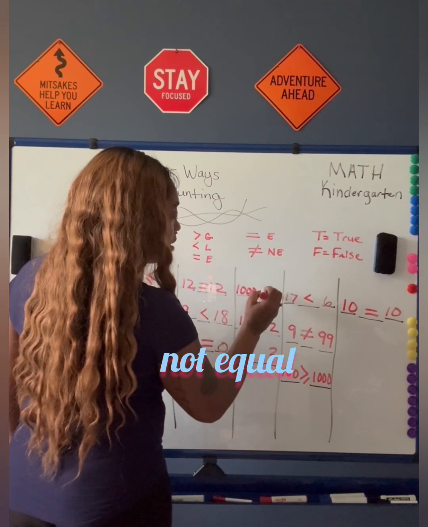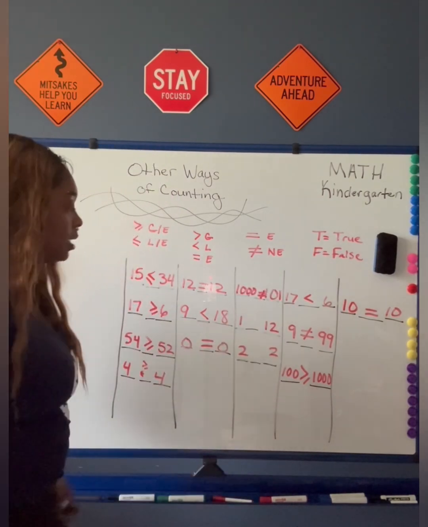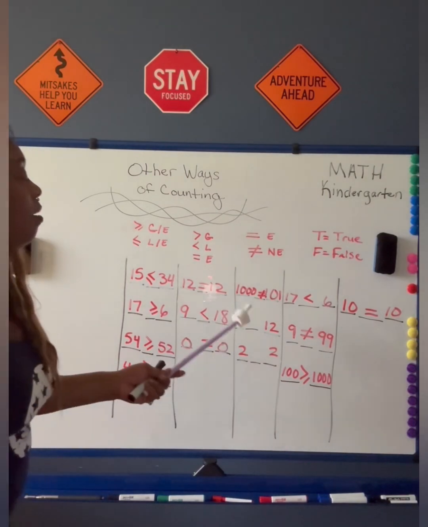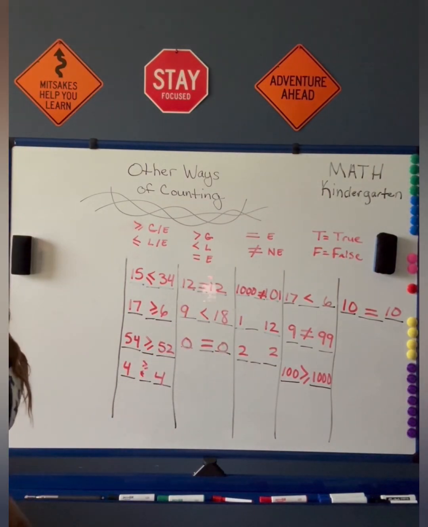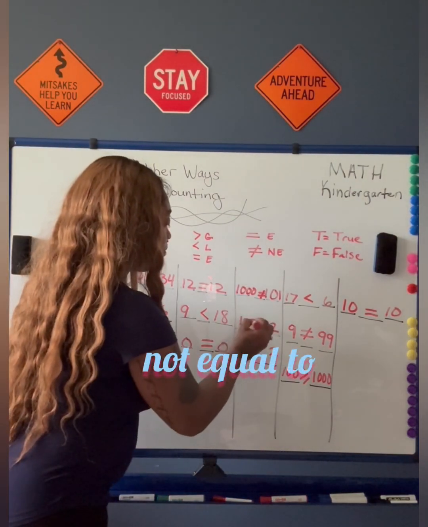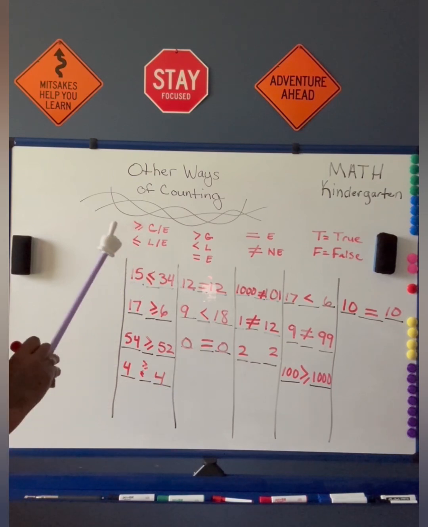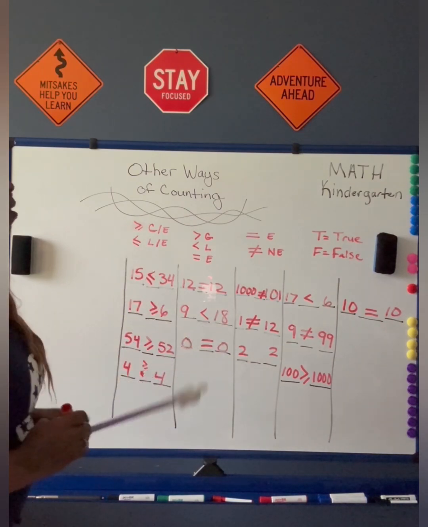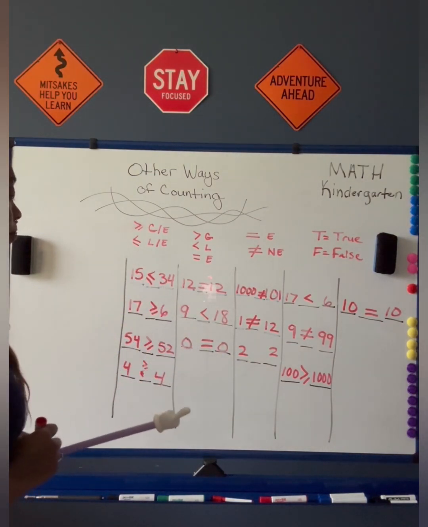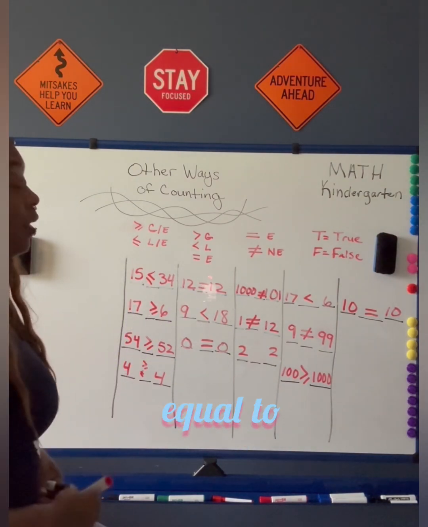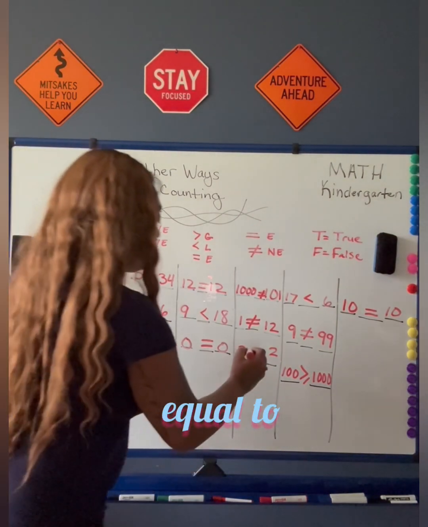Two lines and one slash going across it. 1 and 12. Is 1 equal to 12 or not equal? It is not equal. Okay, and lastly, 2 and 2. Is that 2 equal to 2 or not? 2 is equal to 2. They are the same number, equal.